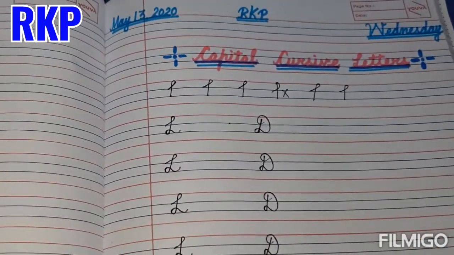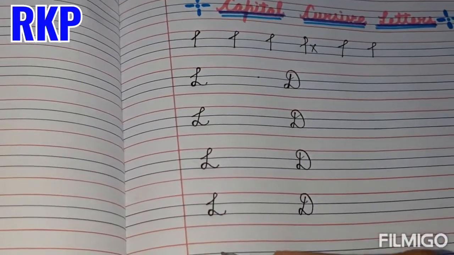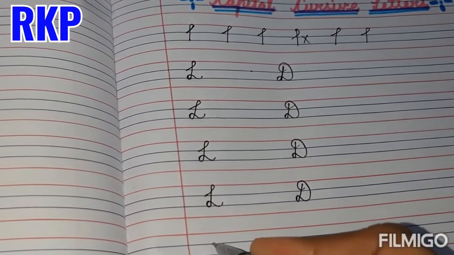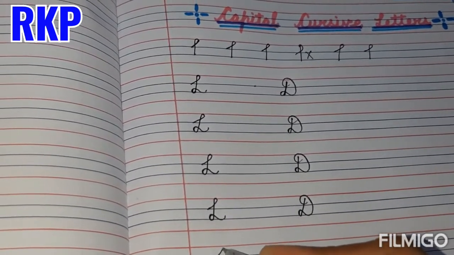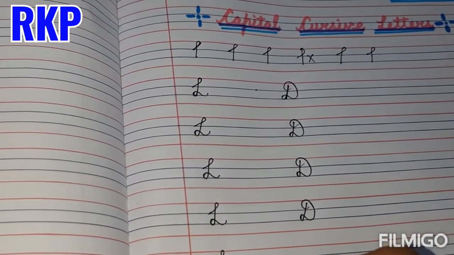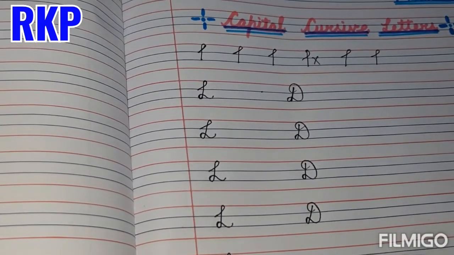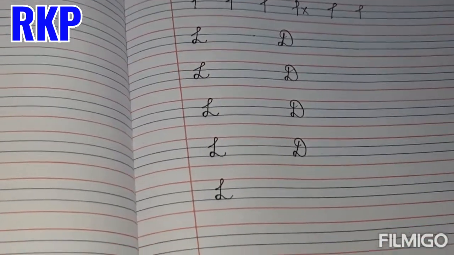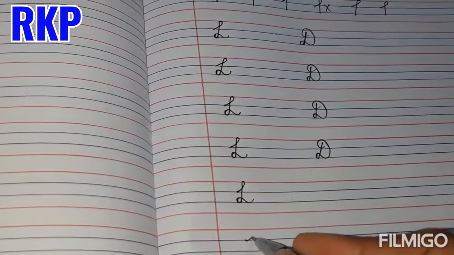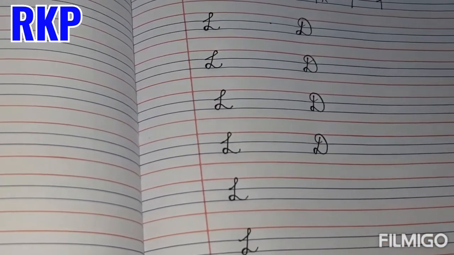Let's revise once again. See beta, how to make L. From middle line you are to start. Middle to upper. Come down. Turn it from back side and do it like this. This is L. Once again. Yes. This is letter L.